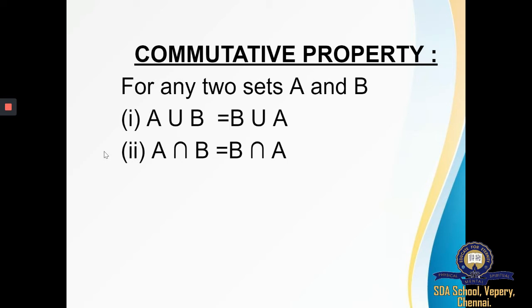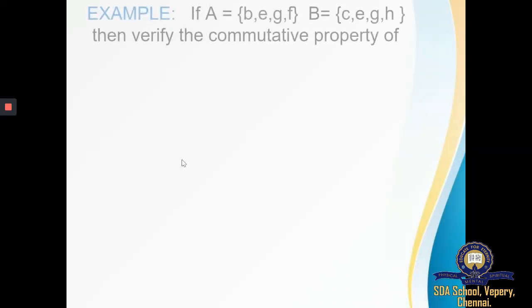Let us take any two sets A and B. Then the commutative property states that union of two sets is commutative. So basically, if you do A union B or B union A, the answers are going to be equal. Likewise, the intersection of two sets is also commutative. Basically, which means if you do A intersection B and B intersection A, both of them will be equal to each other.